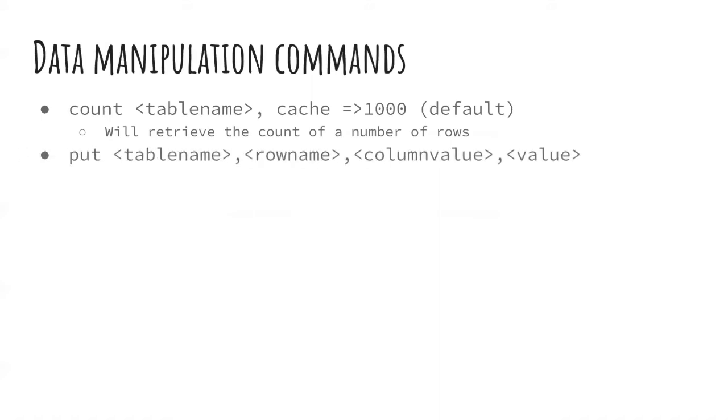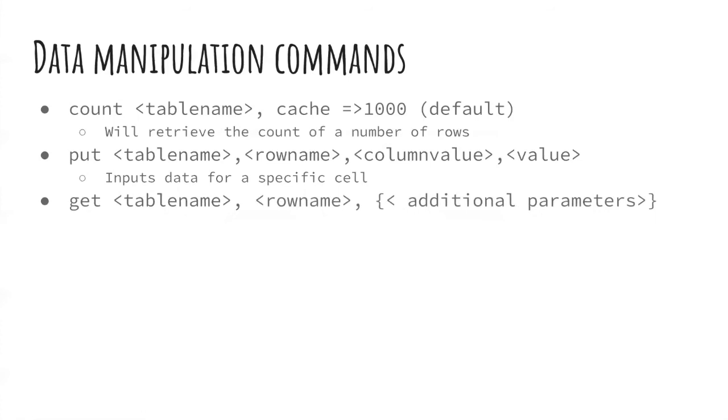That's pretty straightforward. And then the put command. The put command inputs data for a specific cell. You have to specify your table, then the row, and then the column, and then you have to specify the value that you want to input into that cell. Kind of like Battleship in a way. You go across, vertical, oh, there's your cell, then you input the value that you want into this cell.